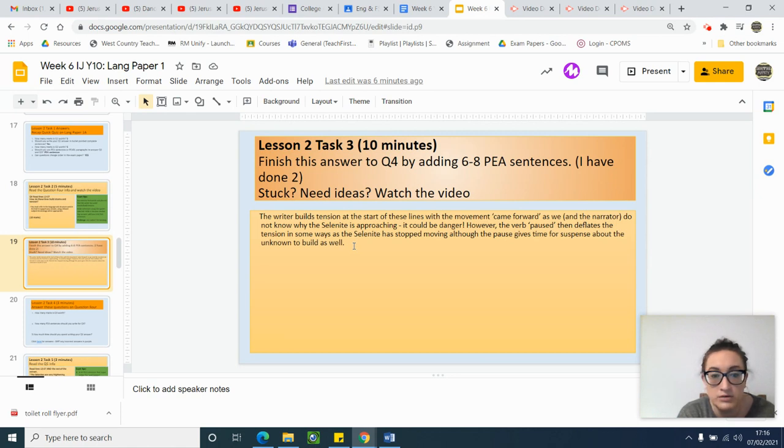So I'm going to read the beginning to you. The writer builds tension at the start of these lines with the movement came forward, as we and the narrator do not know why the Selenite is approaching. It could be danger. It's really good to say we and the narrator because we're suggesting that the reader is in the position of the narrator, which is quite a bright thing to notice. However, the verb paused then deflates the tension in some ways as the Selenite has stopped moving, although the pause gives time for suspense about the unknown to build as well.